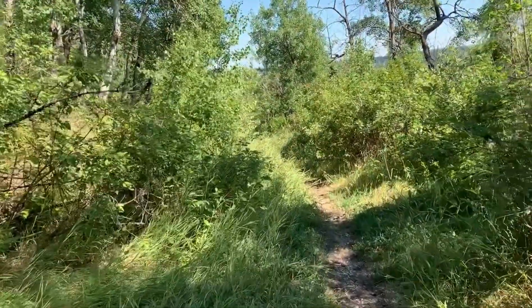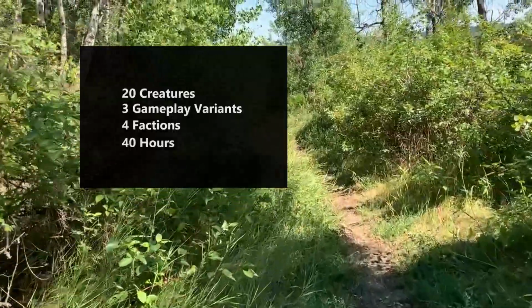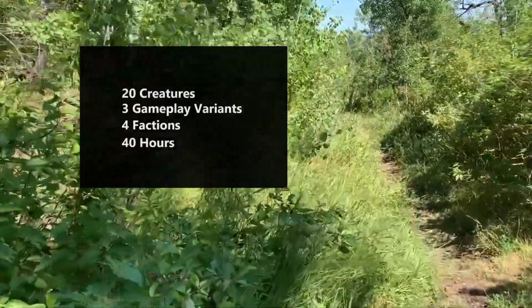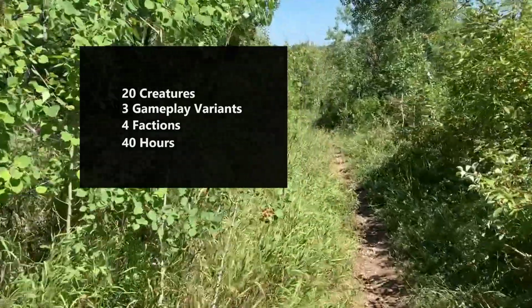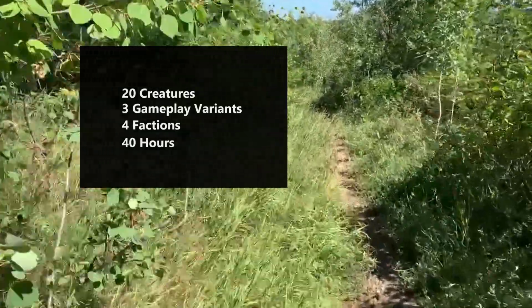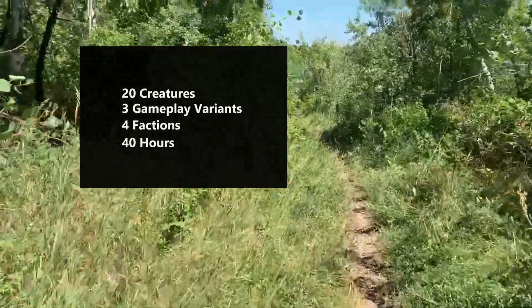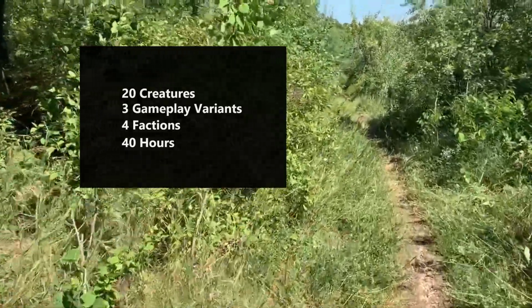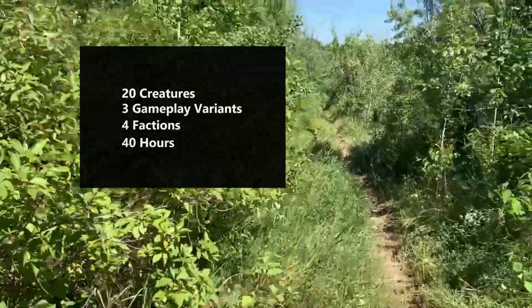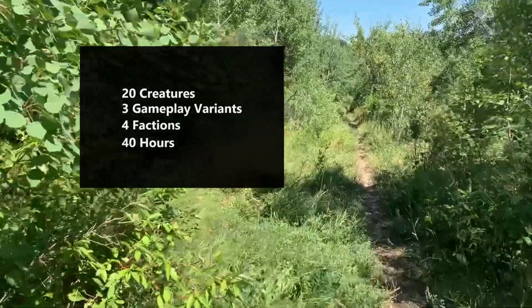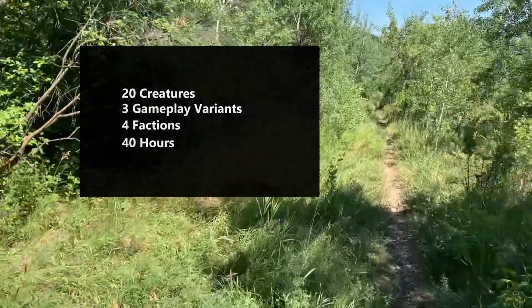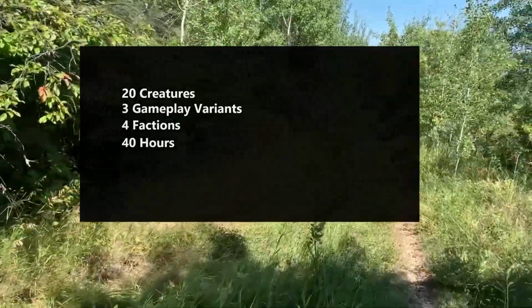So let's say you are planning to do 20 creatures. You're going to do 3 gameplay variants for each creature. So this might be a soldier that has a sword or a bow or a halberd. And then you're going to do 4 faction variants for each of those creature variants. And you're planning to have a 40-hour game. So let's take these numbers and do a little bit of math with them.